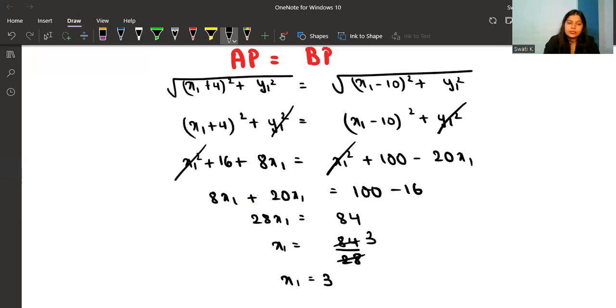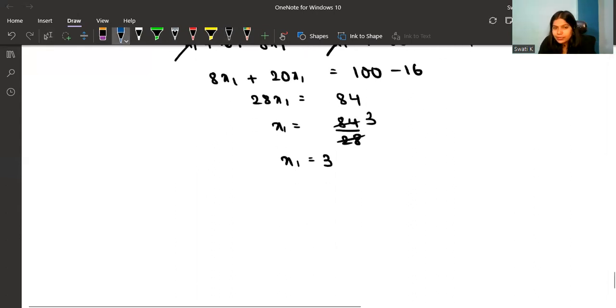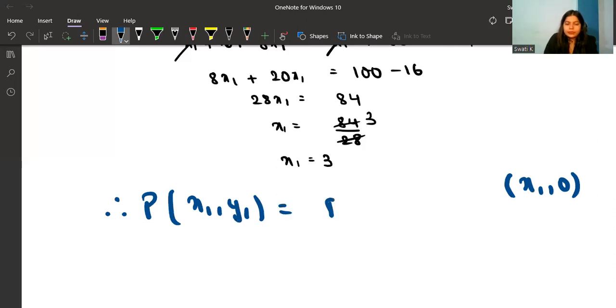Now if we have got x1 as 3, then it's very simple, because it is given that the point is on the x-axis. If a point is on the x-axis, then the coordinate is always going to be in this form. That means y is always going to be 0, because the point is on the x-axis, so the value of y is nothing, 0. So therefore, what is the answer of the point P? The answer of the point P, x1 comma y1, is going to be P(3, 0), and that's the answer. So this was the required point.